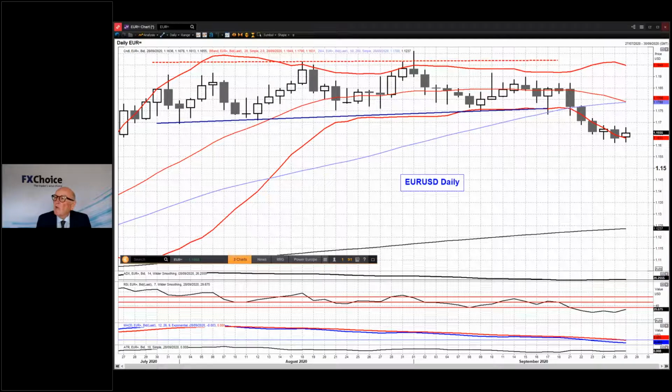So what have we got ahead for this? There is really little technical support at 115. There is some support at 115, one part of it being that it's a big round number, but in terms of consolidation support, it's not strong. It really comes in more strongly at 114. So it's quite vulnerable to continuing further down here and not picking up support for quite a while.